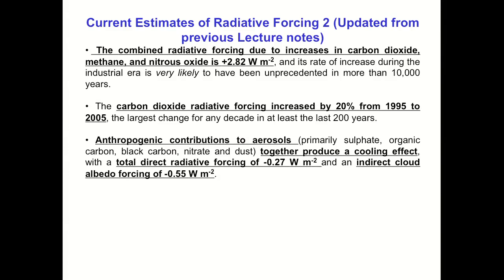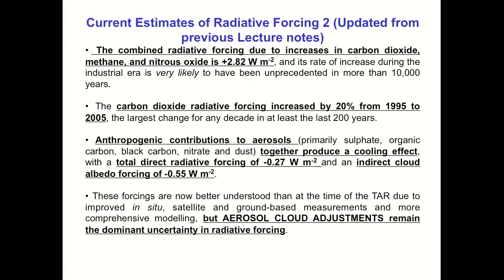We've got anthropogenic contributions to aerosols, sulfate, organic, black carbon, nitrate and dust, and they together produce an average cooling effect with a total direct forcing of around about minus 0.27 watts per meter squared. But then of course we've got this indirect cloud albedo forcing component, which is actually much bigger, minus 0.55 watts per meter squared. Now we know a lot more about these forcings now since the third assessment report, because we've got improved in situ measurements, improved satellite measurements, a lot more ground-based measurements, and of course much better models, much bigger computers. But as we mentioned, the cloud aerosol adjustments remain the dominant uncertainty in those models.